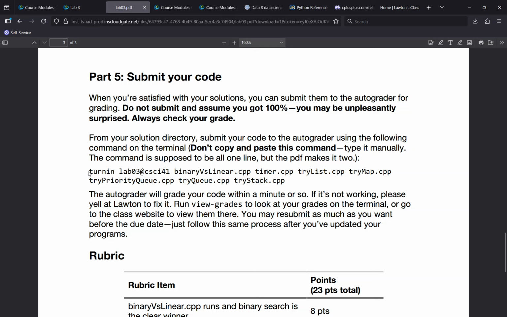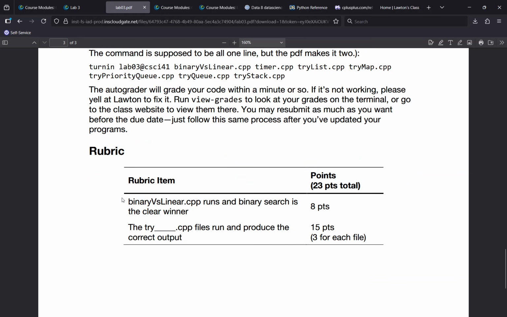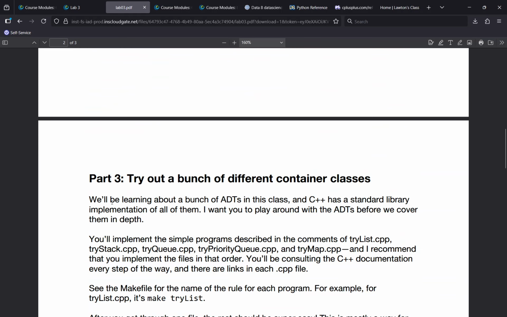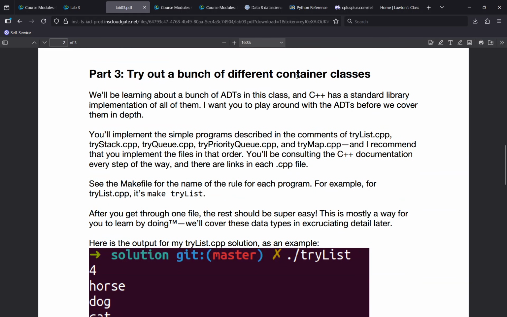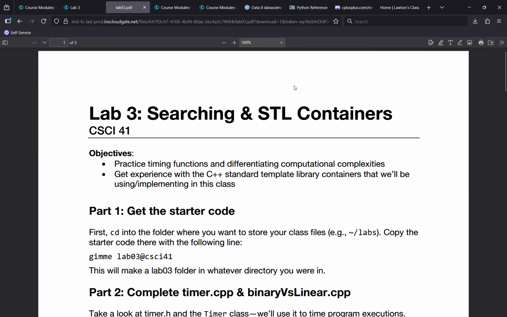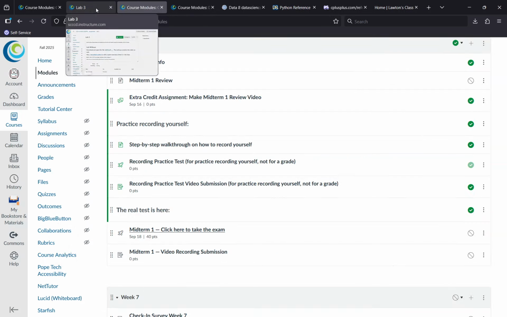I think that's all that I wanted to say. Especially for this one, you don't want to copy and paste, because I think it tries to do two separate lines and then it doesn't actually turn in these files. You have to type it out. It's all one big line. So, timer stuff, and then these are called container classes, and that will be your lab 3. Questions about that? All right.